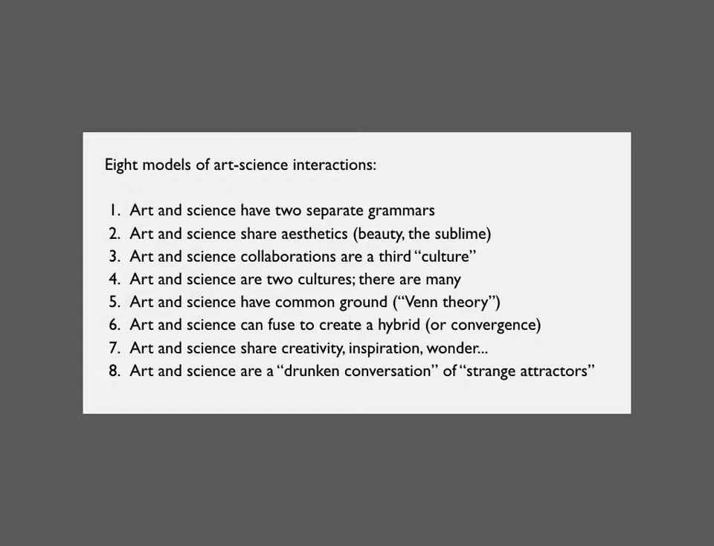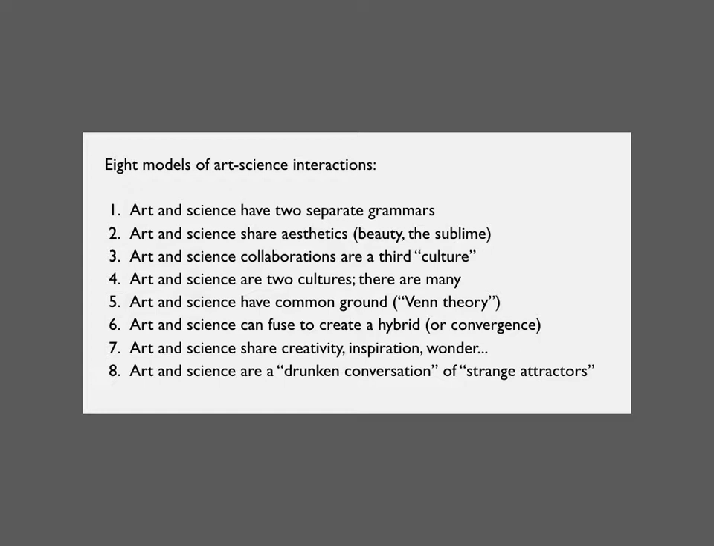The idea that art and science have separate grammars, I'll explain that in a minute when I get to it. And the others are pretty self-explanatory. There have been claims that art and science share aesthetics, especially the word beauty. There have been claims that art and science collaborations comprise a third culture, next to the two cultures of art and science. There's been a claim that there are many cultures and people should stop talking about the two cultures.